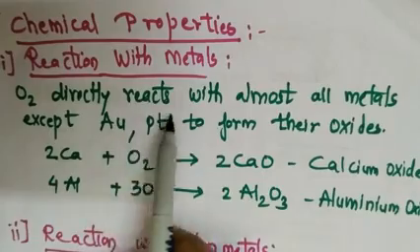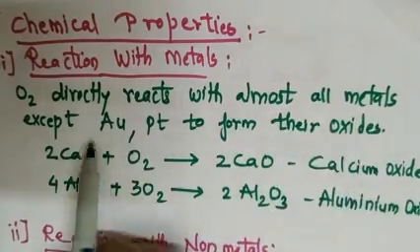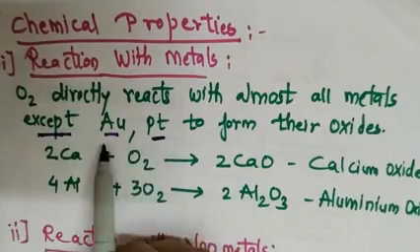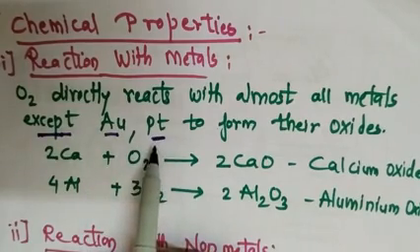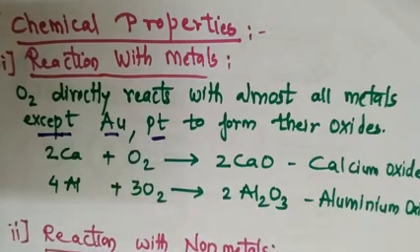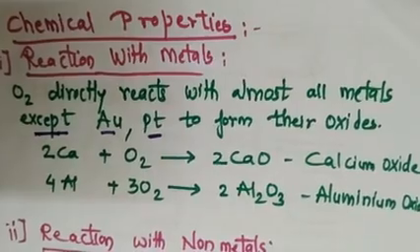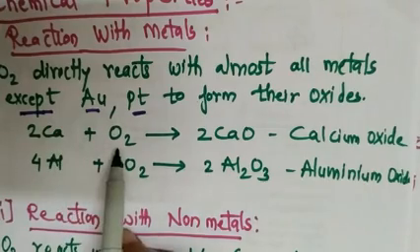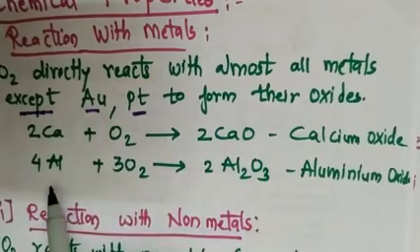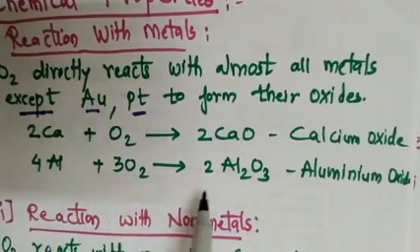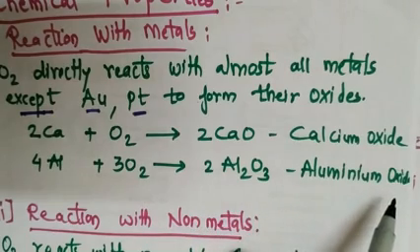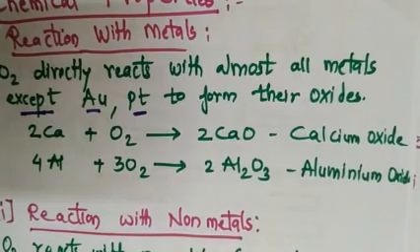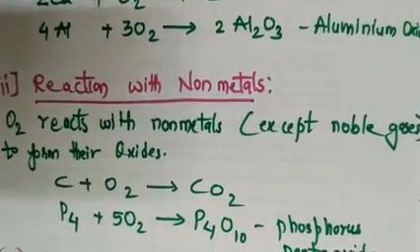Oxygen directly reacts with almost all metals except gold and platinum. Oxygen directly does not react with gold and platinum. Other metals directly react and form the corresponding oxide. So the first example is of calcium. Calcium on reaction with oxygen will form CaO, calcium oxide. Aluminium on reaction with oxygen will give Al2O3, aluminium oxide. All of you know calcium oxide, CaO, aluminium oxide, Al2O3. Simple.